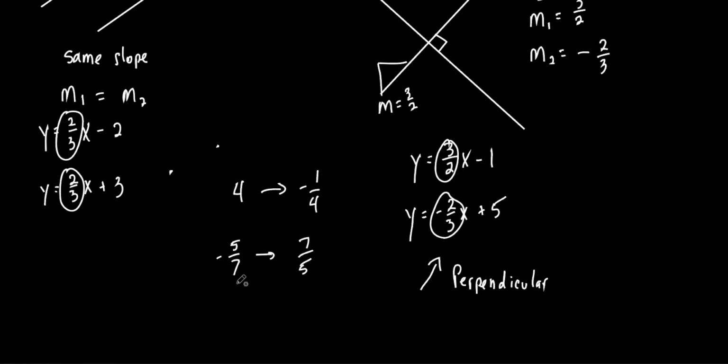That way, the slopes of these two are going to be perpendicular, right? If this has a slope of negative 5/7 and this has a slope of 7/5, those lines are perpendicular to each other. Okay, enough of that. That was review, believe it or not.